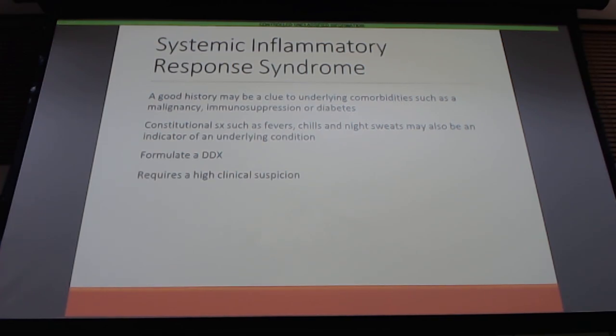At this point, you need to try to formulate some differential diagnoses based on what you have, so that you can start figuring out what labs or physical exams or studies you can do, so you can narrow this down and attack the underlying condition.